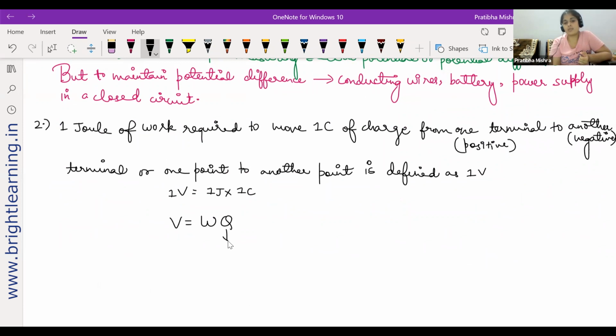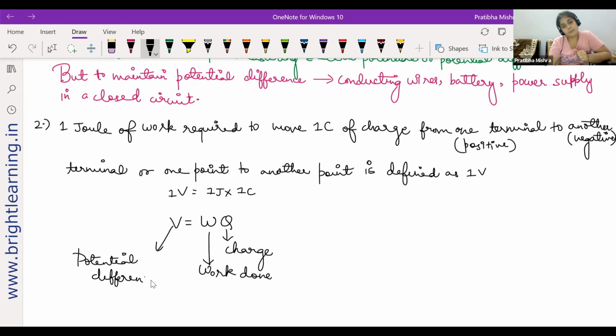Q is the charge. W is work done or the rate of doing work to move a charge, right? And V can be potential difference. So these are your very, very important things that you should understand and define the answers in such a manner.